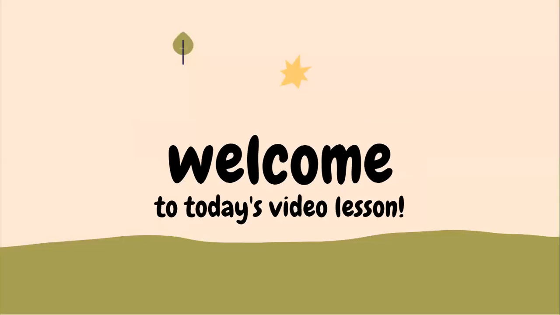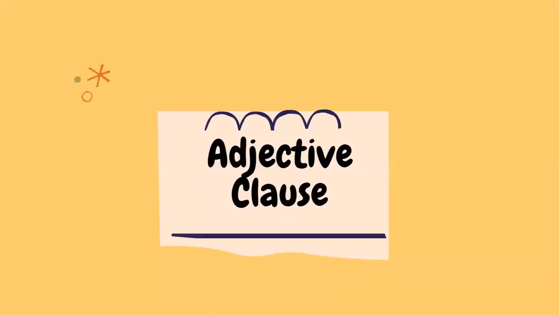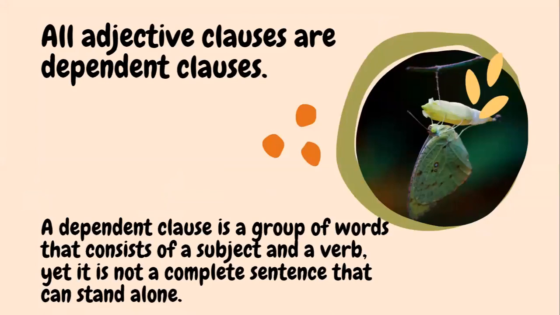I welcome you all to today's video lesson on adjective clause. All adjective clauses are dependent clauses. A dependent clause is a group of words that consists of a subject and a verb, yet it is not a complete sentence that can stand alone.